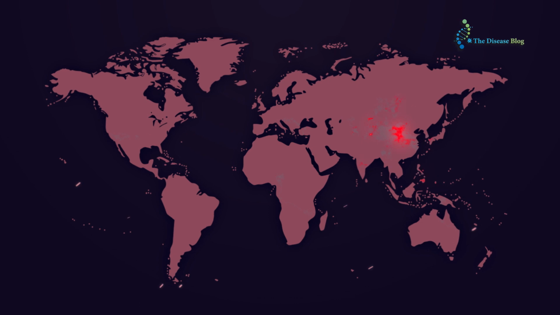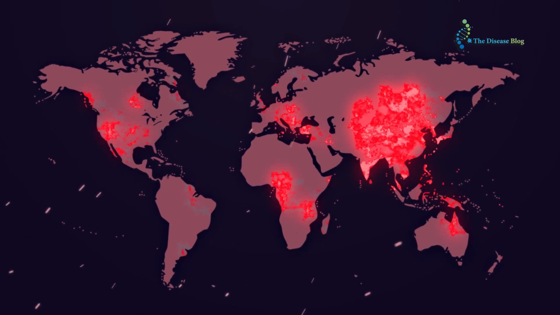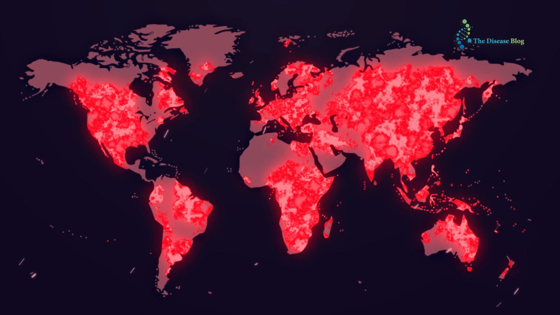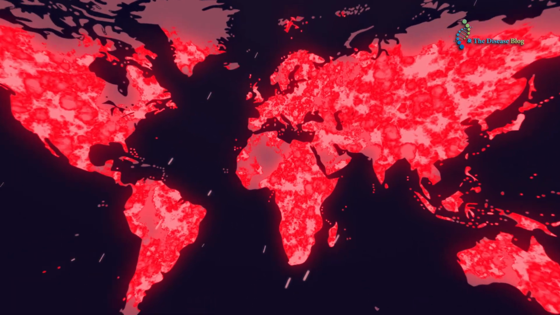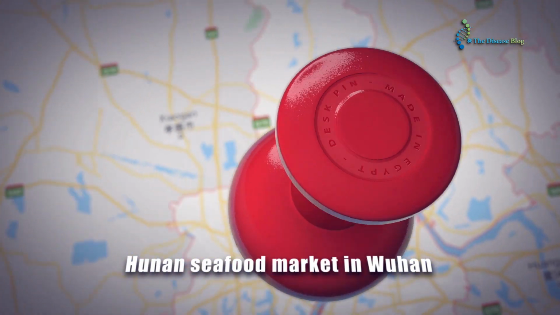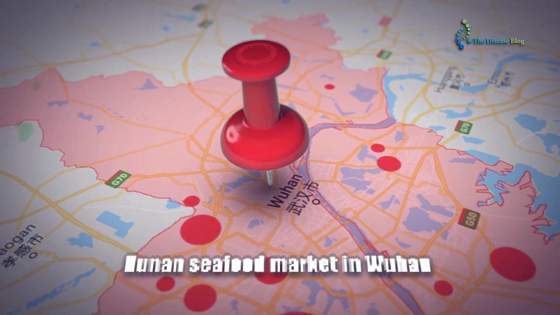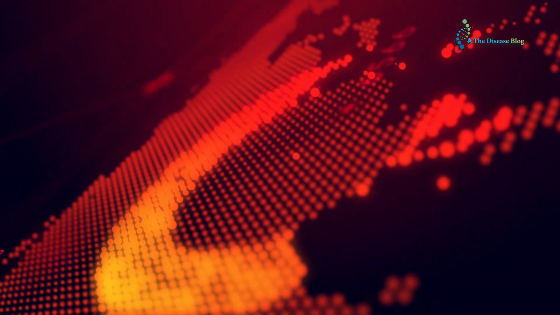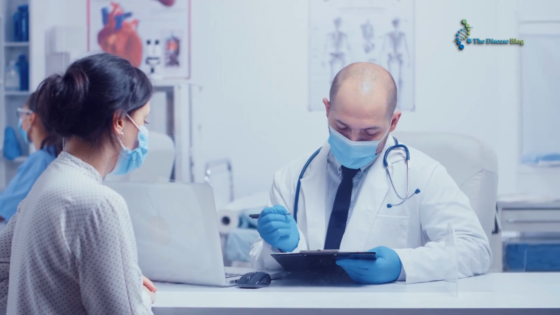The spread of coronavirus disease 2019 has caused a new global health disaster that puts people in danger. Since it started in the Hunan seafood market in Wuhan, South China, in 2019 and quickly spread around the world, the World Health Organization has called the viral epidemic a public health emergency.